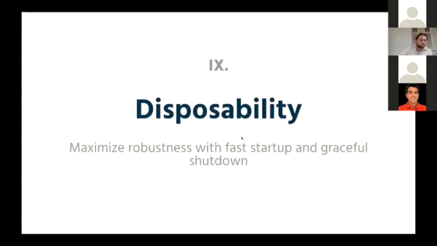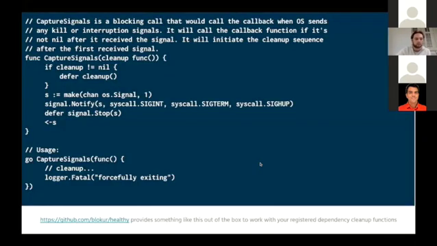The ninth principle here is disposability. So maximize robustness with fast startup and graceful shutdown. And this principle ties to the idea of having these stateless processes. And it means accepting the idea that your application will die at some point, and you need to handle that scenario. And so here's a little snippet that shows you one way of doing this.